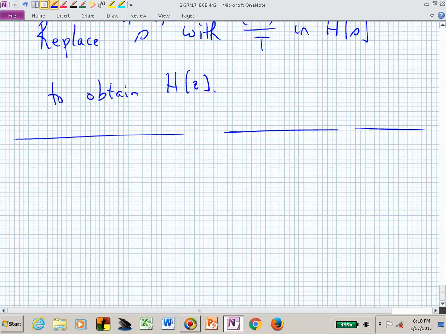Now do you see where we're going? Now it's time to pull out our best friend, which is our low-pass filter, right? Let's look at a low-pass filter and take that from H of s to H of z. Here's our example.